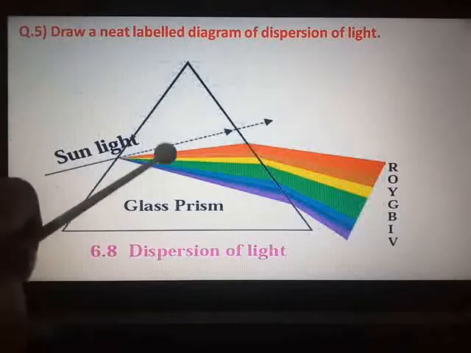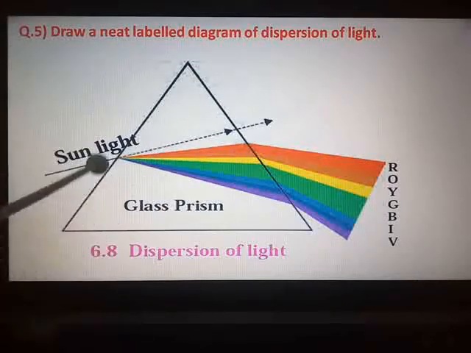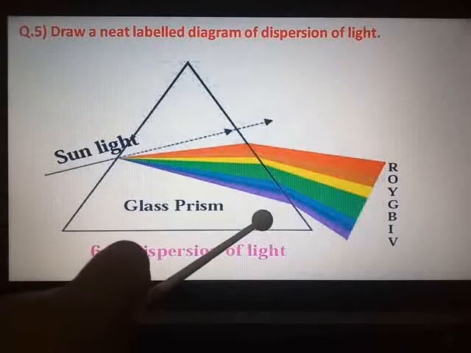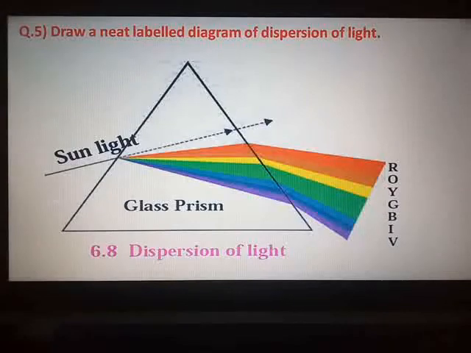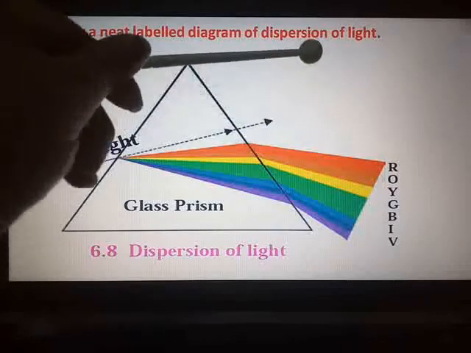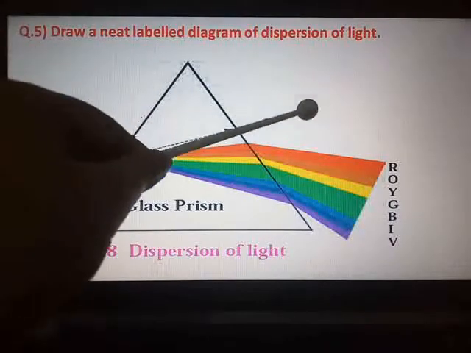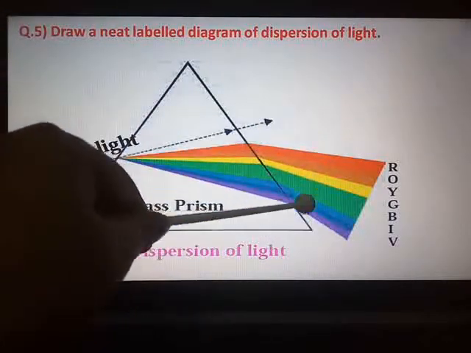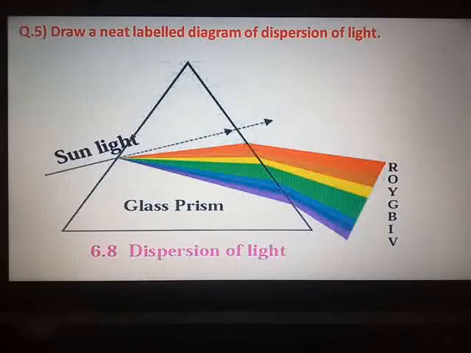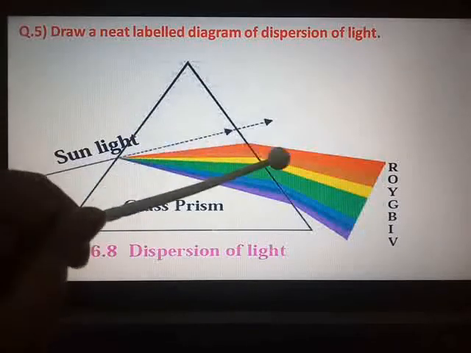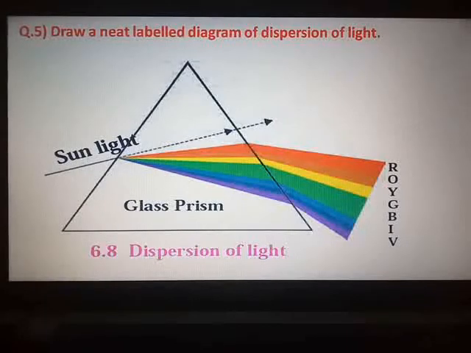Who was the first scientist who obtained this spectrum? The answer is Newton. Then when you get a spectrum of 7 colors, which color bends the most, which color bends the least? So red bends the least, violet bends the most. What is a spectrum? The 7 component colors of a light ray which you get on dispersion of light is a spectrum. Or define what is the phenomenon related to it. So the phenomenon is dispersion of light, and then you can define it. So these are the different types of questions which can be asked.